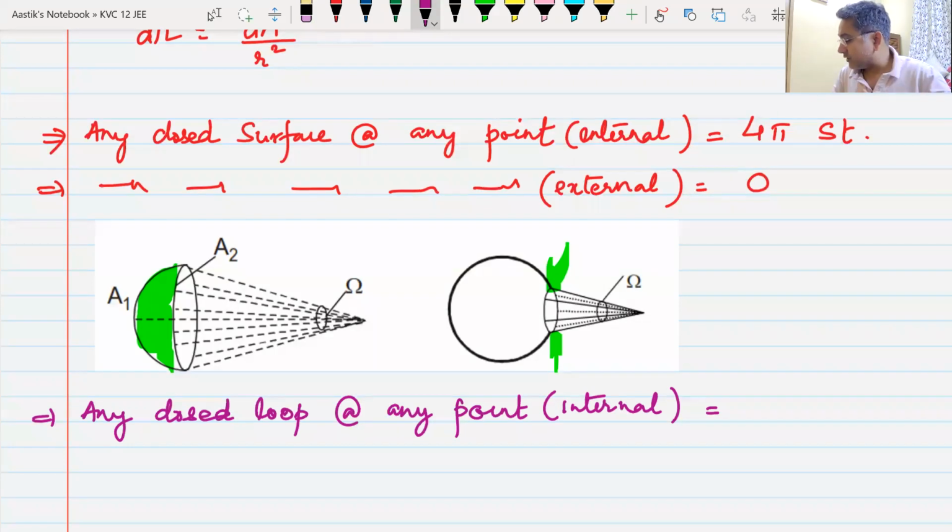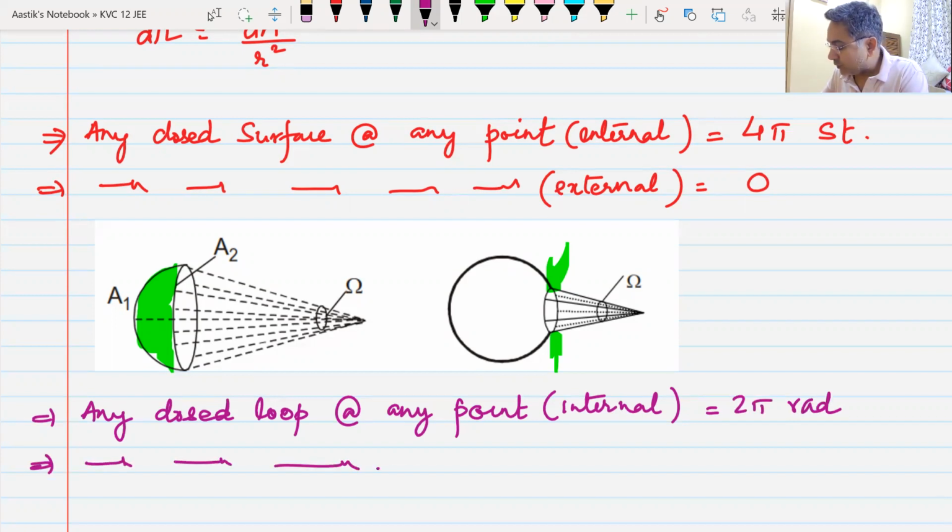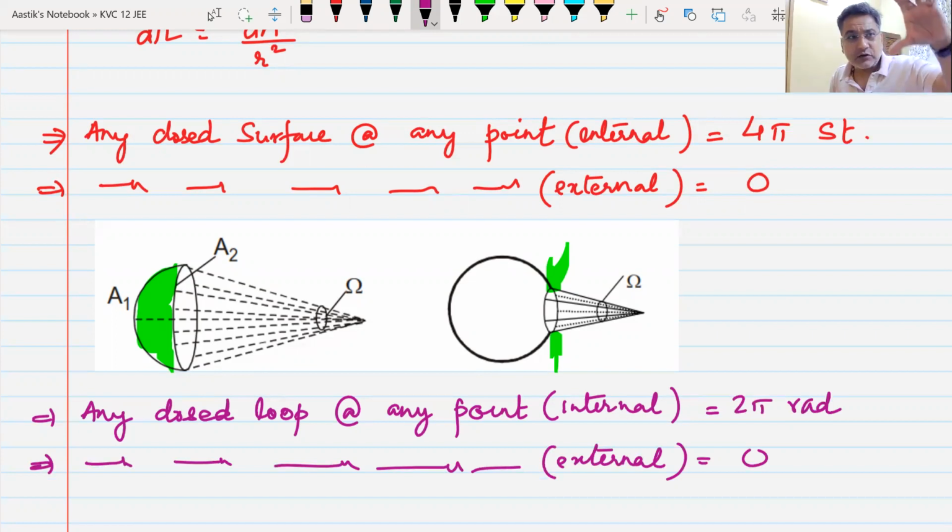So what is the answer for this one? At any internal point, the angle will be 2 pi radians. Then can you tell me at any closed loop at any point which is external, what will be the angle? The angle would be 0. As soon as the loop becomes closer and closer, the angle becomes closer to 0. And when the loop closes permanently, the angle becomes 0. Do we understand this?